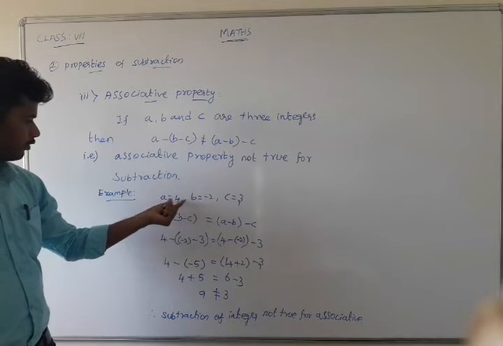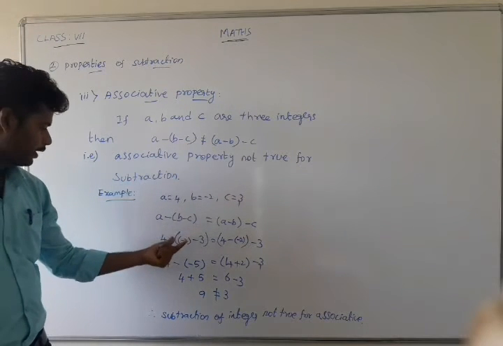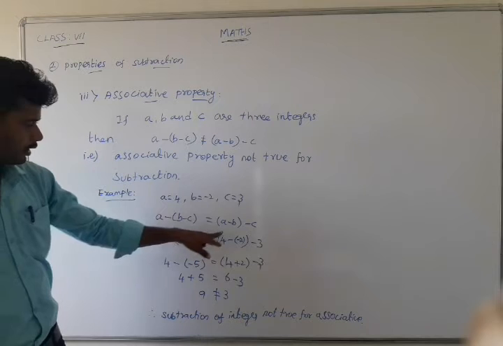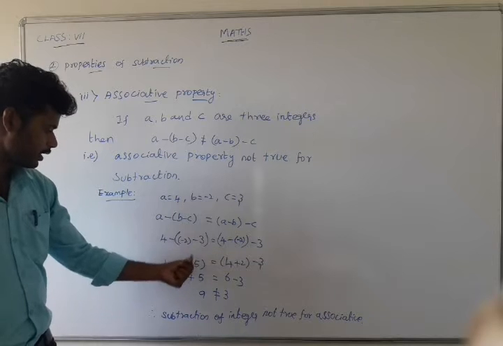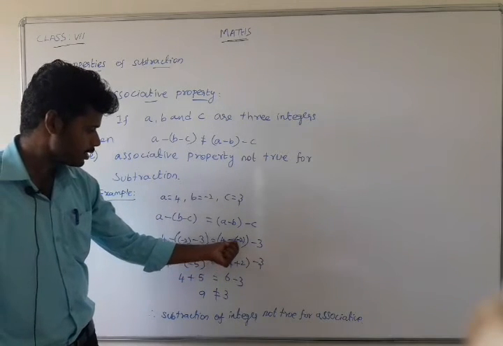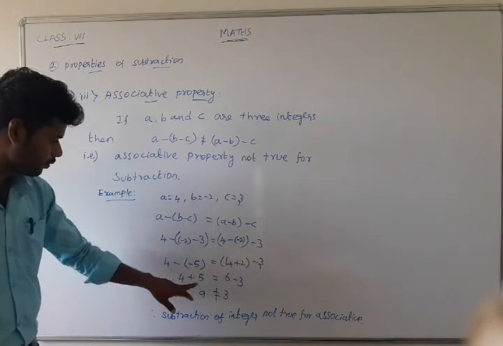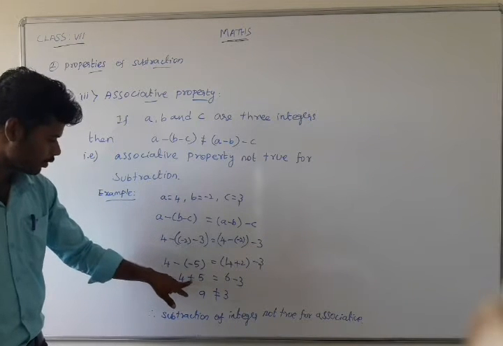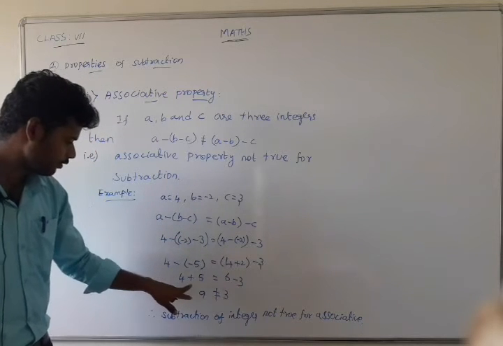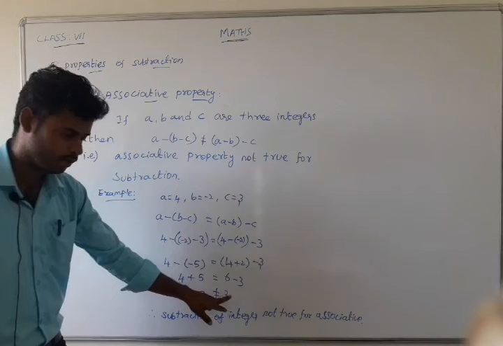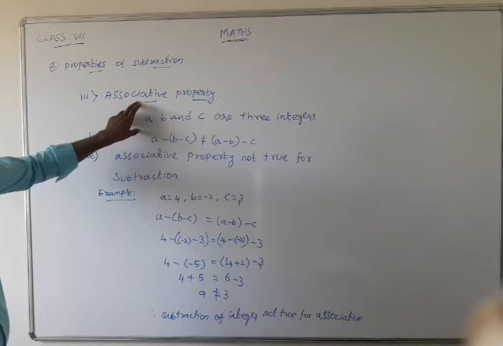You take A equal to 4, B equal to minus 2, C equal to 3. Apply this associative property. 4 minus, here minus 2 minus 3. Minus 2, minus 3, minus 5. 4 minus of minus 2, minus into minus is plus, 4 plus 2. Here minus 3. 4 plus 5. 4 plus 2 is 6, minus 3 is 3. 4 plus 5 is 9. 9 is not equal to 3. So subtraction of integers is not true for the associative property.